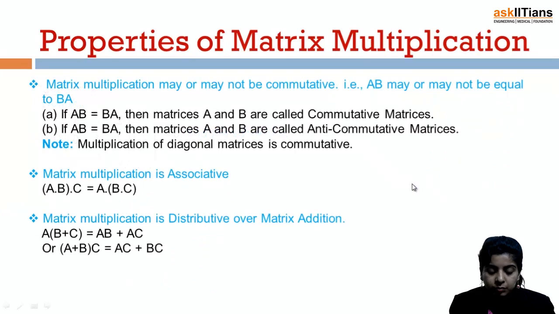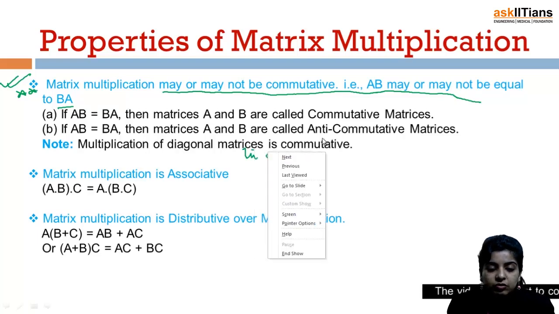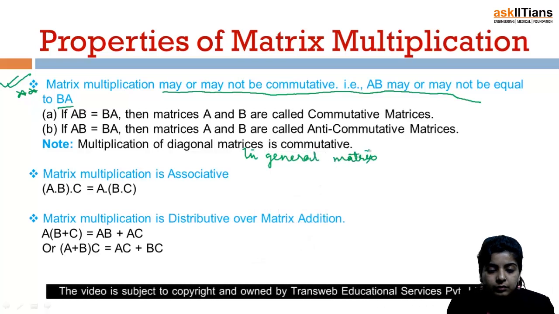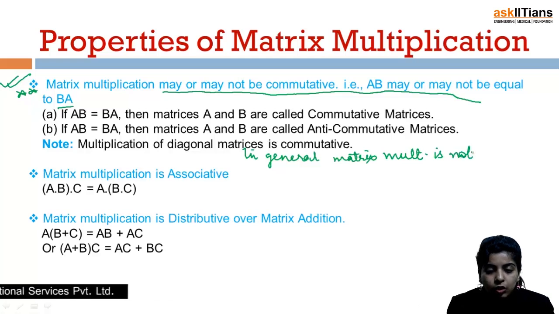Okay, now we have certain properties of matrix multiplication. Matrix multiplication may or may not be commutative. That is, AB may or may not be equal to BA. See, this is extremely important. You need to remember that in general, matrix multiplication is not commutative. So in general, matrix multiplication is not commutative.